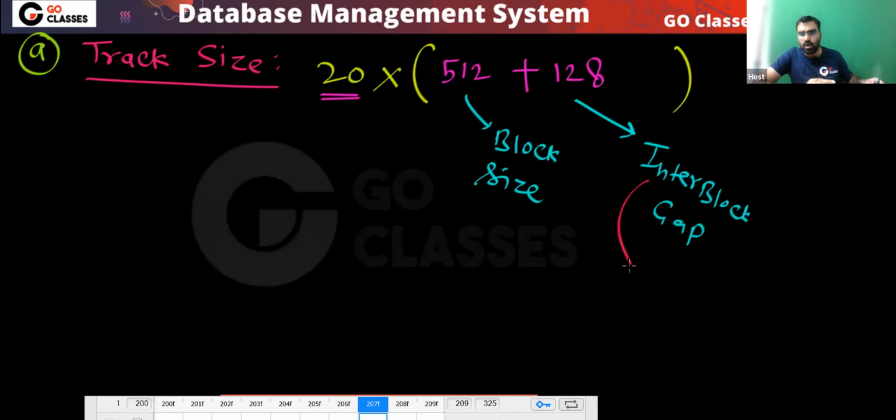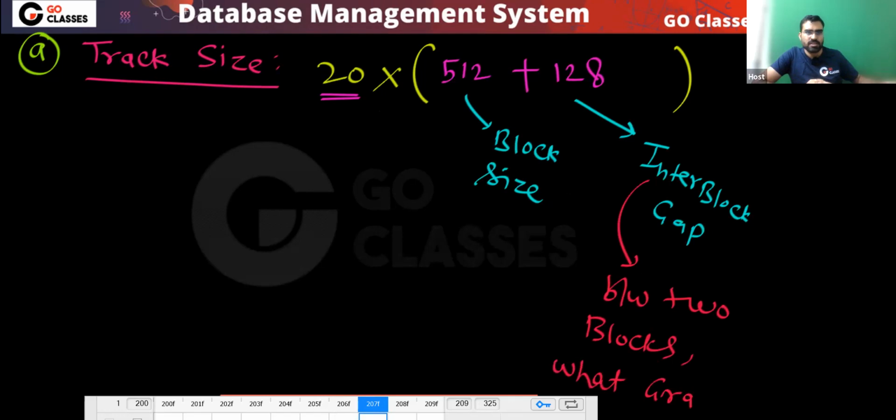Inter-block gap means between two blocks, what is the gap? So your answer will be 20 multiplied by 512 plus 128. This is your answer. Because if you have 3 blocks, there will be 3 gaps. So if you have 20 blocks, there will be 20 gaps.